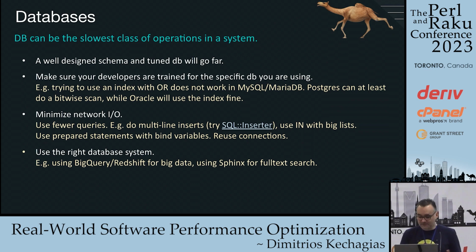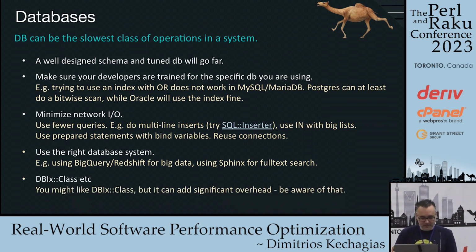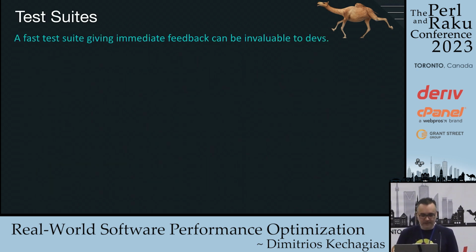We're using Sphinx for full text search, for example. That's very fast for that reason. BigQuery for big data. Know that DBIx::Class, while some people like it and I can see the appeal, does have an overhead. I already gave a talk about test suites in the past.